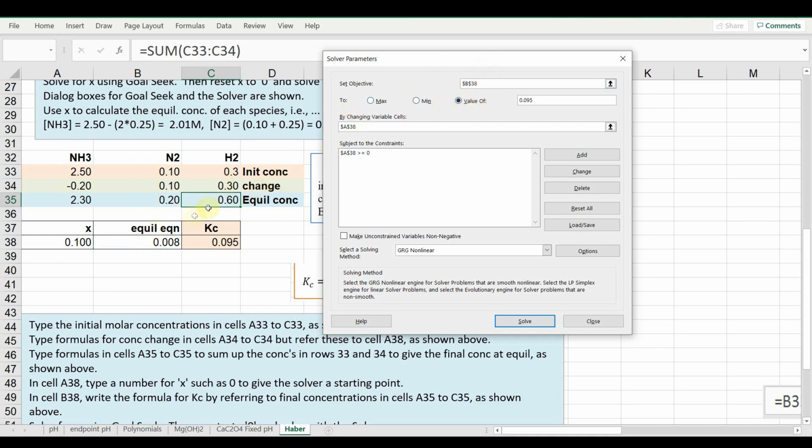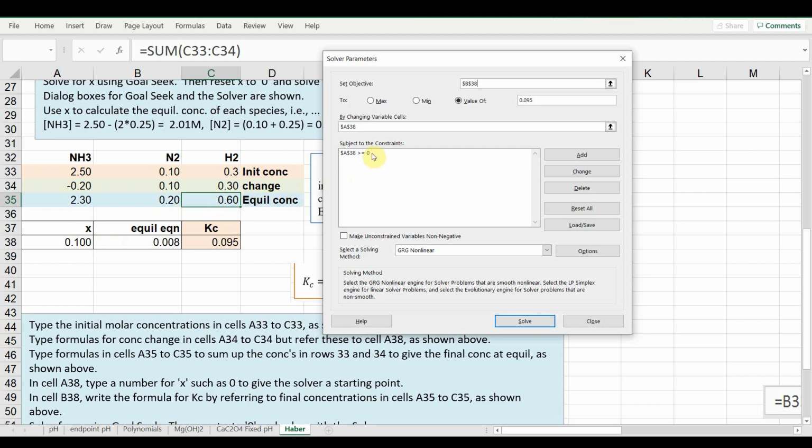We're going to set that to a value of what? Not 0. We'll set it equal to 0.095, which is the equilibrium constant. And for that to be true, we're going to ask the solver to change cell A38 to find the value of x that makes the equilibrium expression equal 0.095. You can see it isn't equal to it now. This is not the value of x at equilibrium.